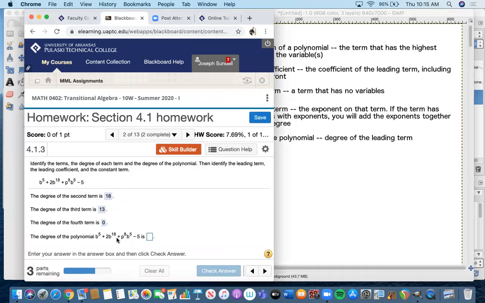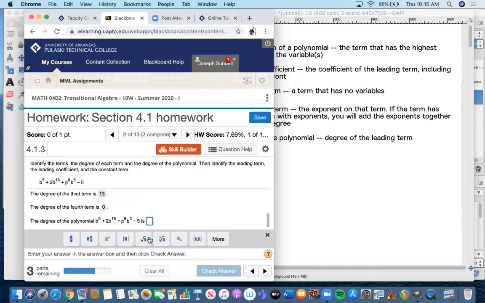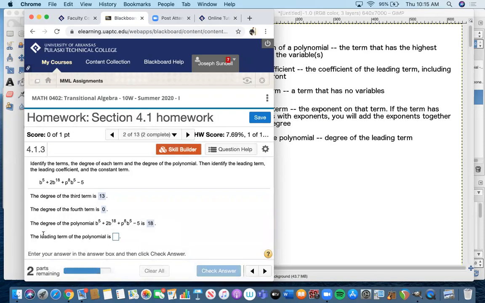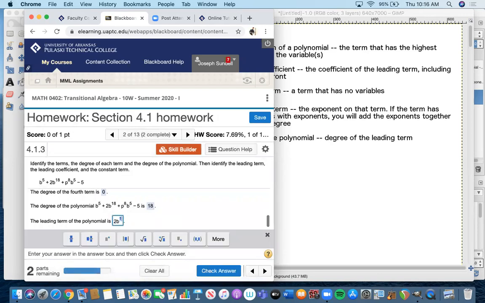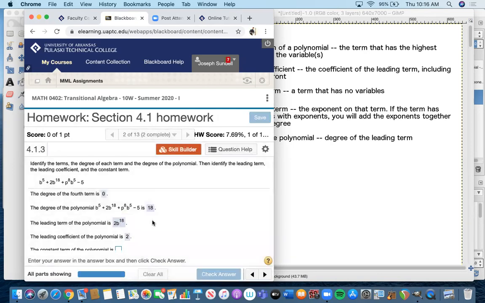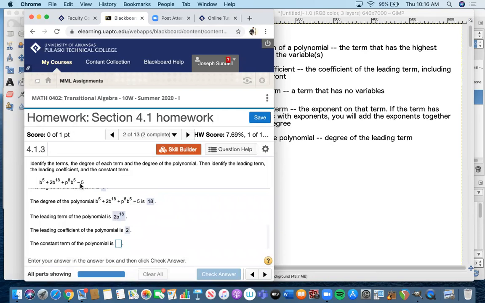Now the degree of the polynomial. Basically we go back and look at all 4 of these numbers. Which number is the highest? 18. So that means the degree of the polynomial is 18. It's the highest exponent in the polynomial, the highest degree of all the terms. Now the leading term of the polynomial is the term that this exponent was on, so that would be 2b to the 18th. And then the leading coefficient, the coefficient of this leading term, is just a 2. And then the constant term is -5.